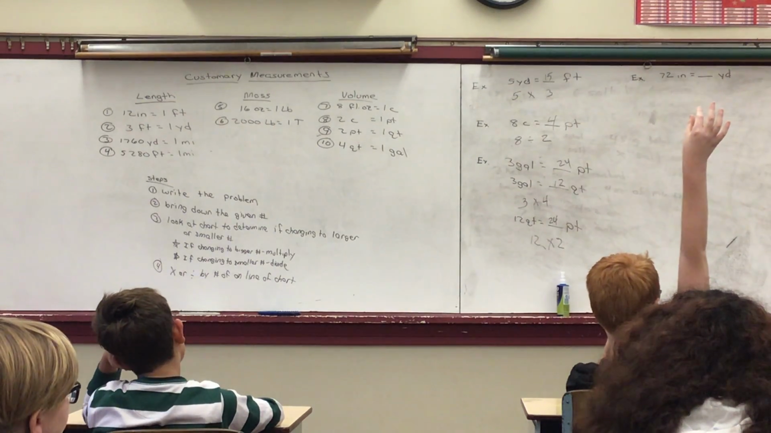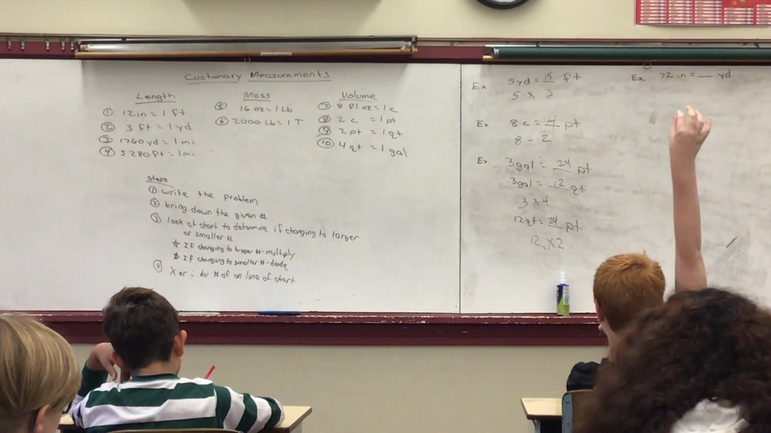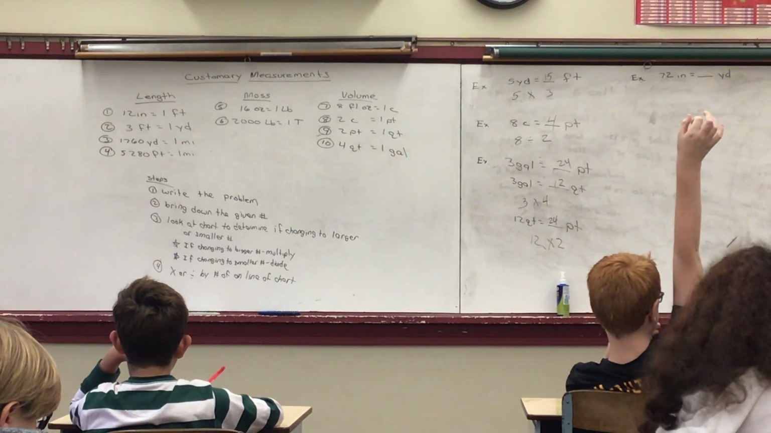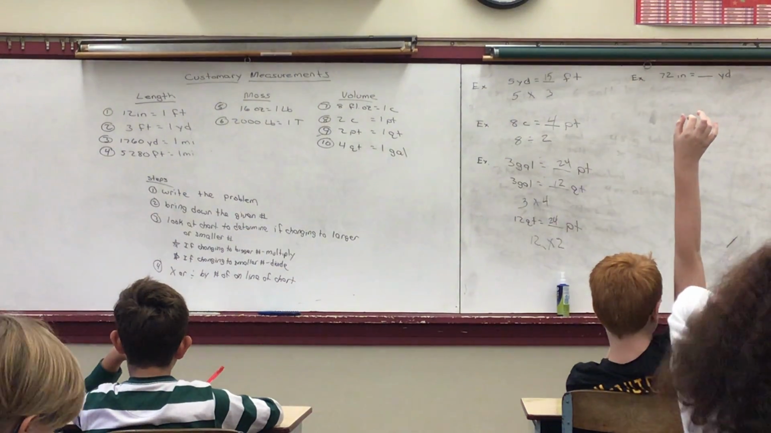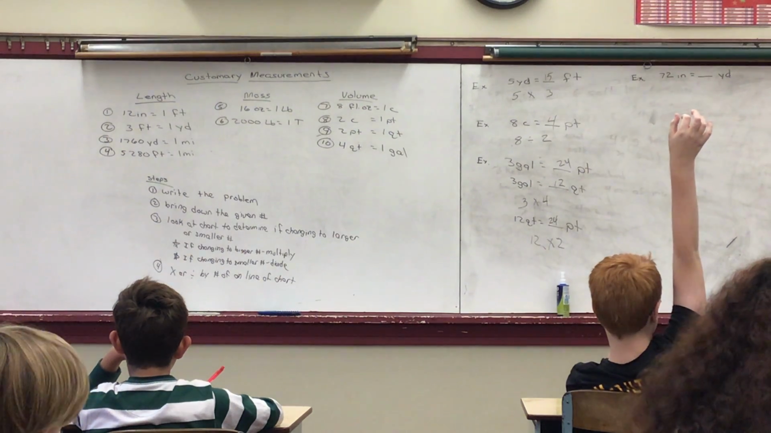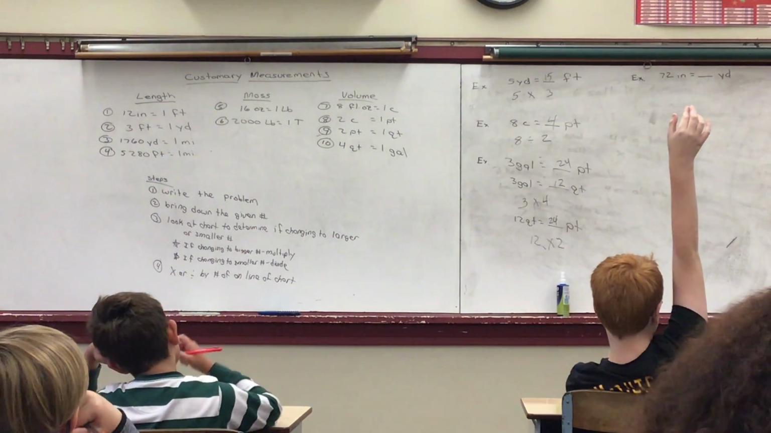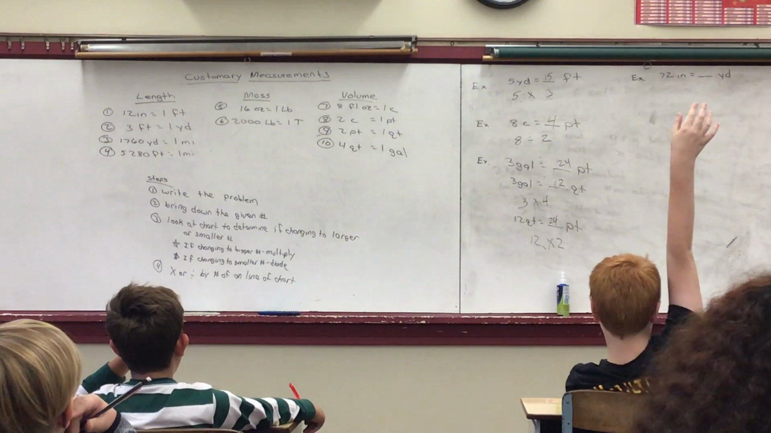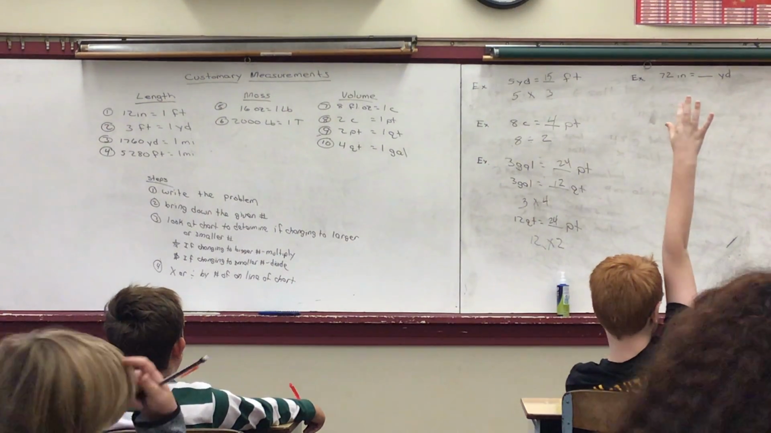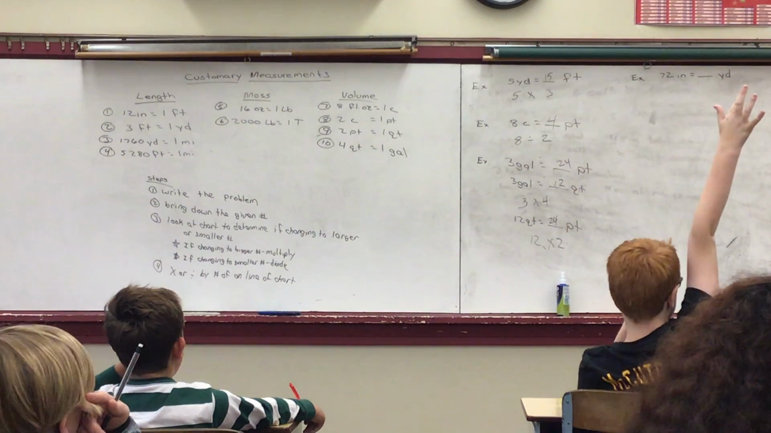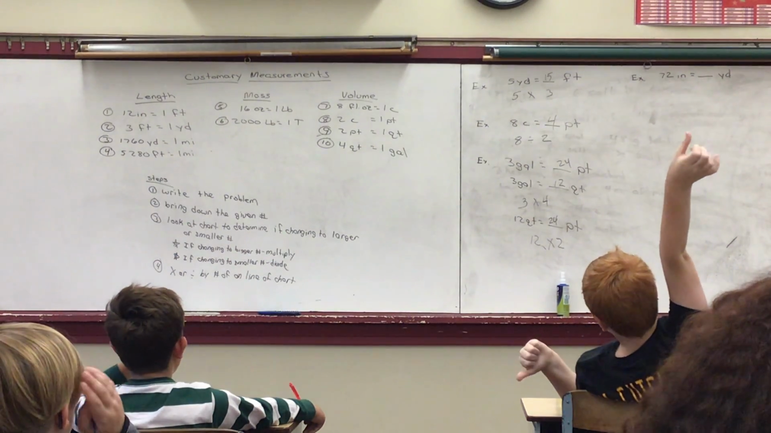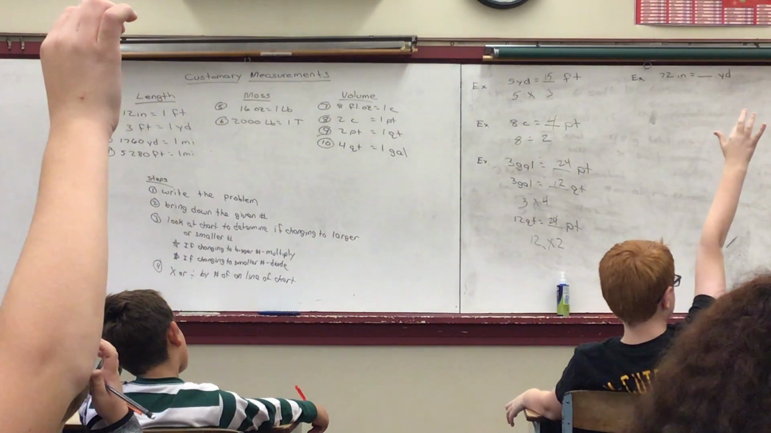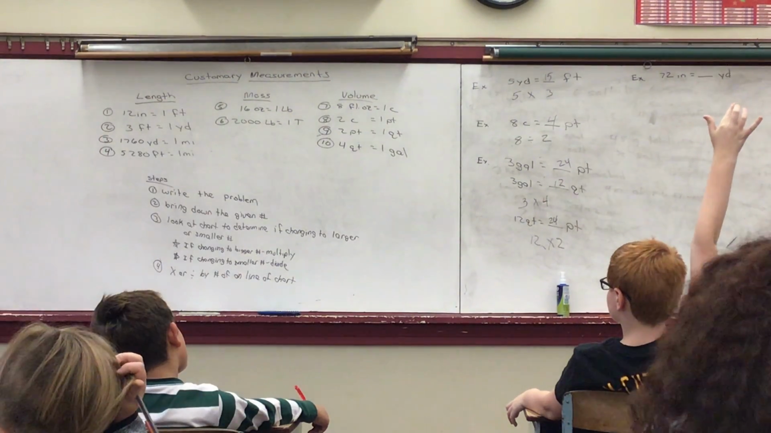What are we going to do first, Camden? Write the problem. What am I going to write down? 72 inches equals blank yard. Okay, I already have that. Now what am I going to do? Bring down the given number. Brett, try to find what line inches and yards are in. There's no line.